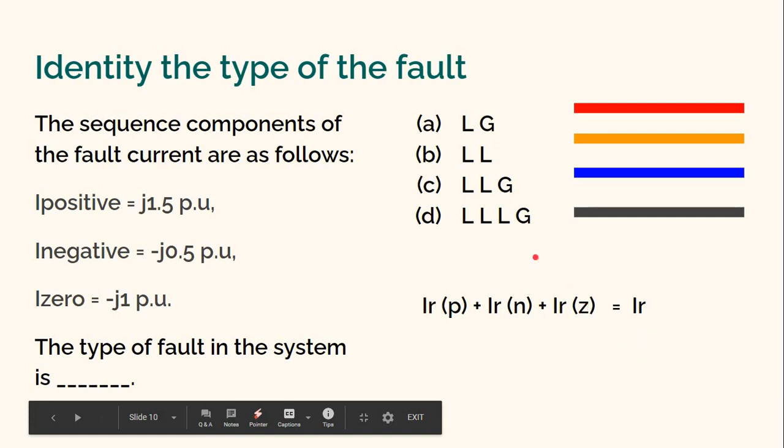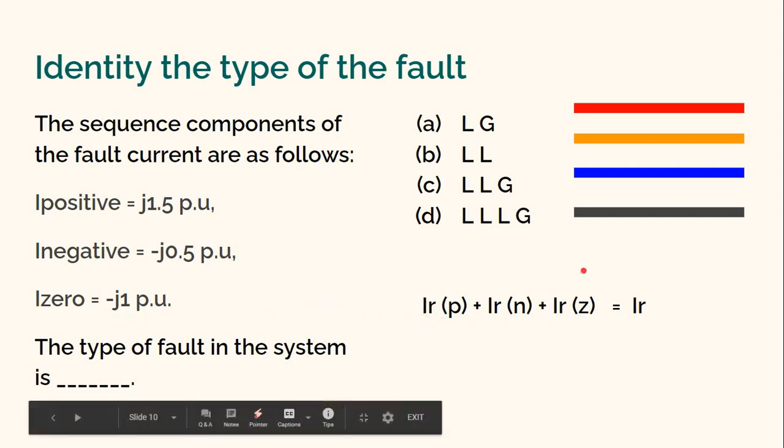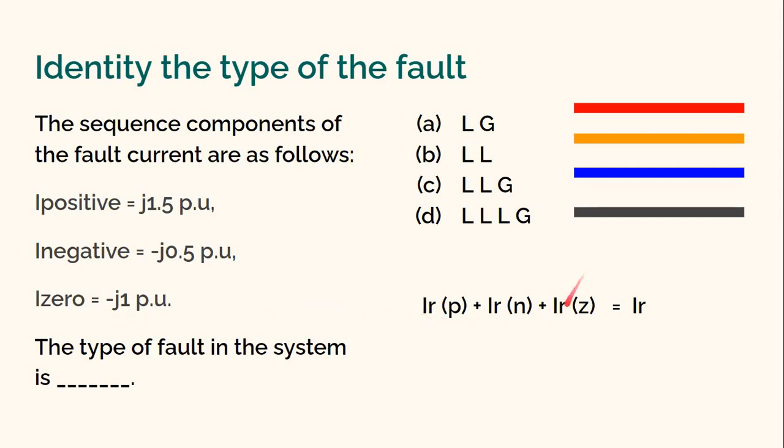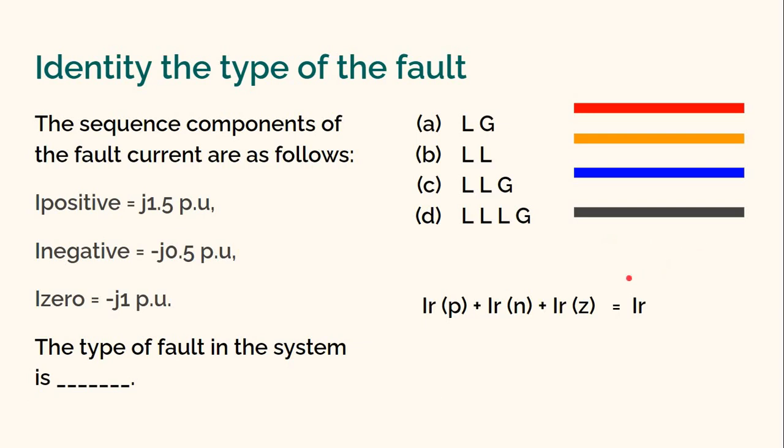One more thing. When a fault involves a ground, it will be reflected as a non-zero value in the zero sequence component. If a zero sequence component is present, you can confidently tell that the fault involves the ground. If the zero sequence component is absent, the fault does not involve the ground. So that is the idea. Let us examine the options one by one.